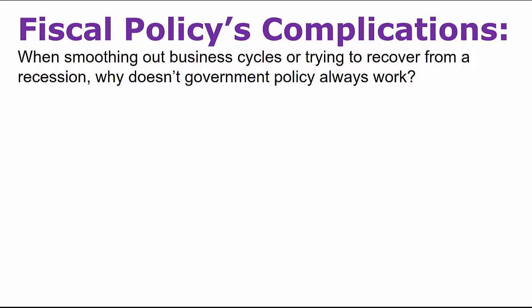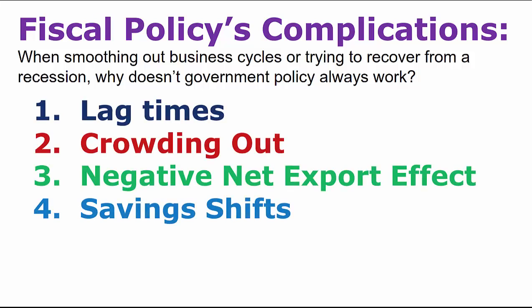Now we're going to talk about the new stuff, and that is this. Fiscal policy does not necessarily work as smoothly as we suggest. Okay? And that's because there are some things that we don't account for in our multiplier formulas. There's lag times. We're going to talk about that in detail. And there's crowding out. We're going to talk about those two things in detail. Less detail is going to be the negative net export effect and then something called saving shifts. So I'll just describe these real quick.